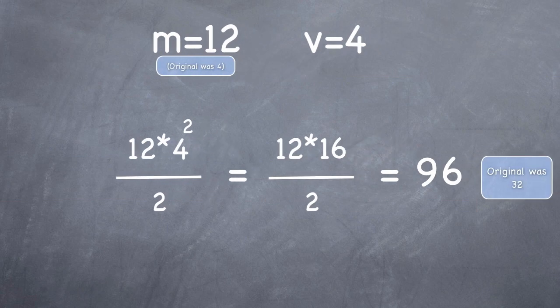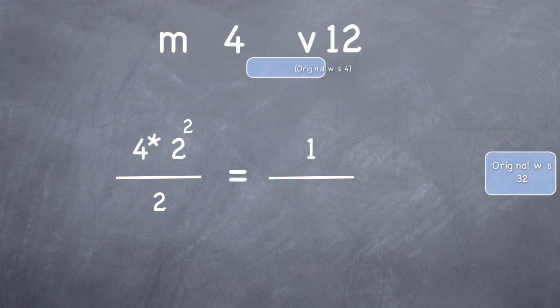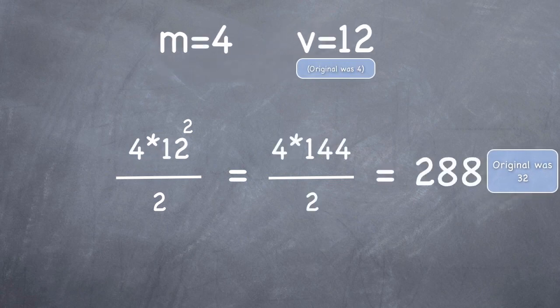Here's another example. If we triple the mass, our energy shoots up to 96. So in essence, tripling the mass tripled our energy. Now instead, if we triple the velocity, then that shoots the energy way up to 288. So tripling the velocity increased our energy by 9 times.